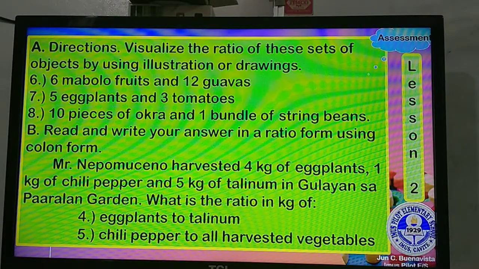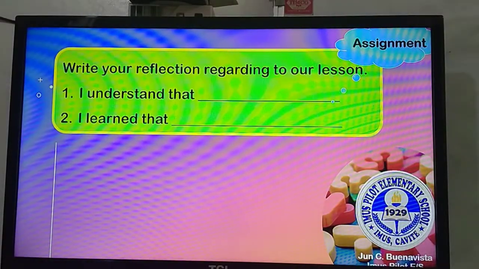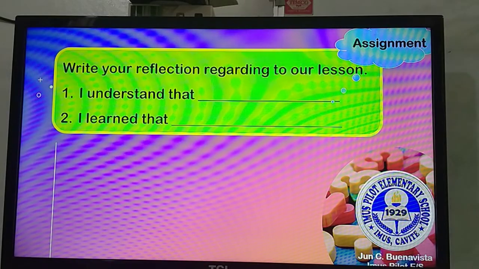For your assignment, write your reflection regarding our lesson. You're going to complete this sentence: I understand that, then you continue it. The second one is: I learned that, then your answer. You are going to write that below the answers of our quizzes.